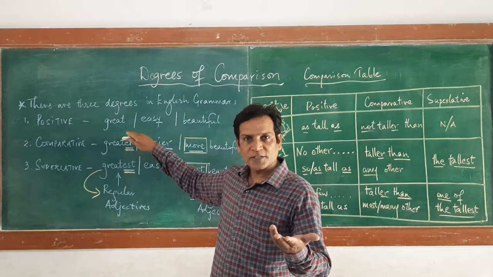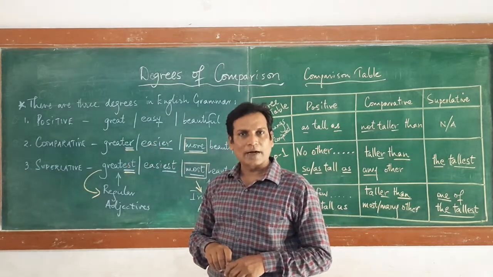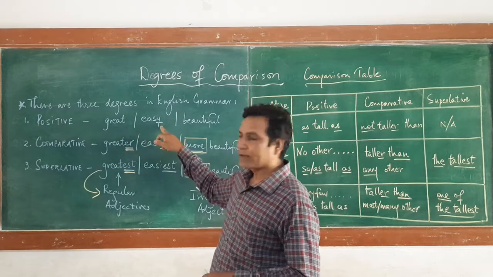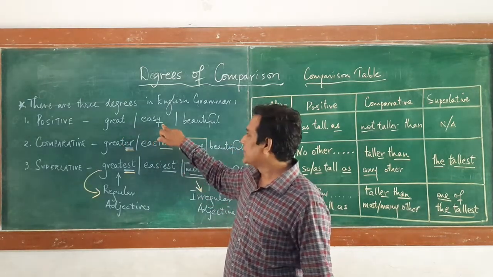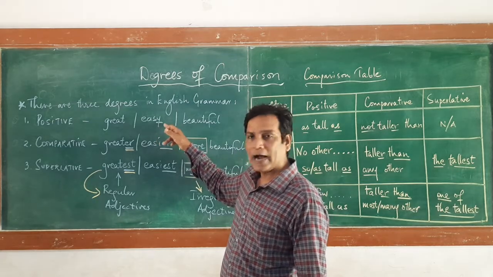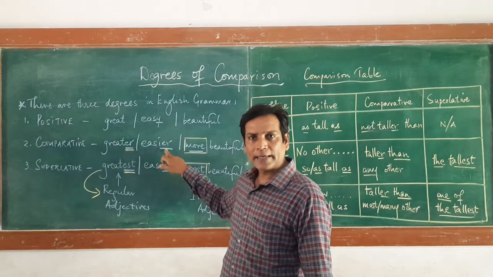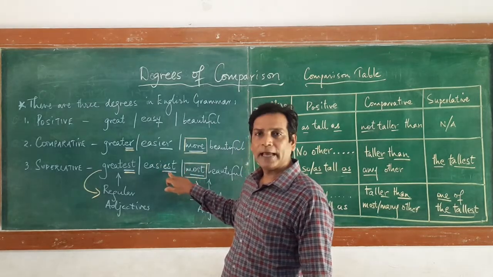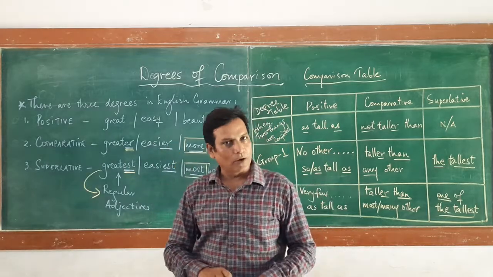Now the rule for the spelling you are already aware of, because you have learned it in lower classes. For example, the second example given here, easy, ends with y. So we remove the y and we replace it with ier and iest. So these are the spelling rules that you have learned in lower classes.